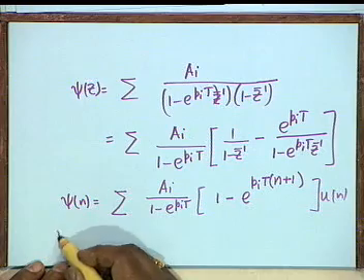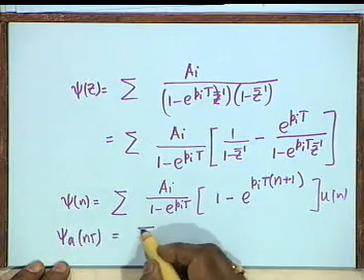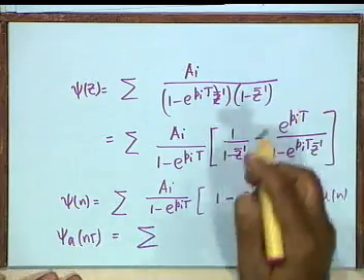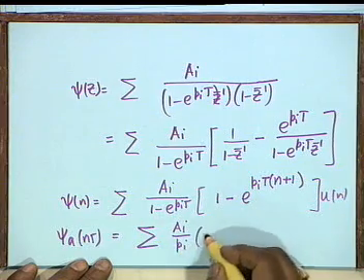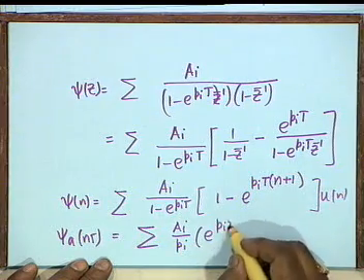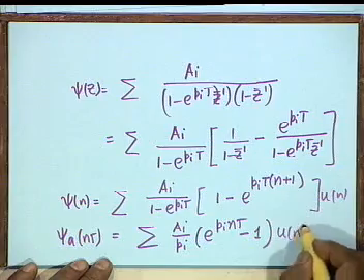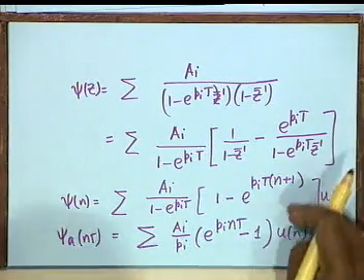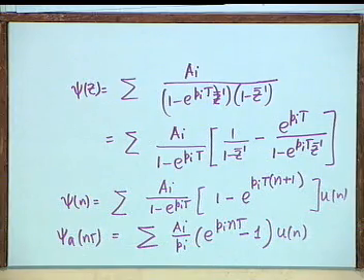I now compare this with psi_a(nT), which is the summation of A_i by p_i, times e^(p_i n T) minus 1, times u(n). Is it obvious that the two are not the same? These two are obviously not the same. Therefore, impulse invariance does not imply step invariance.